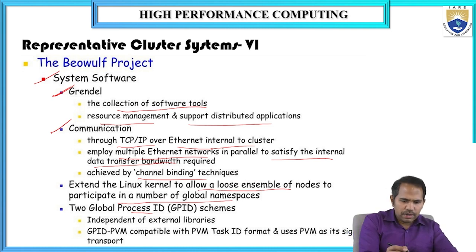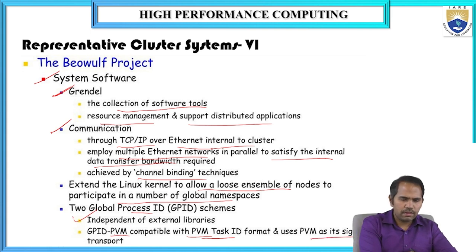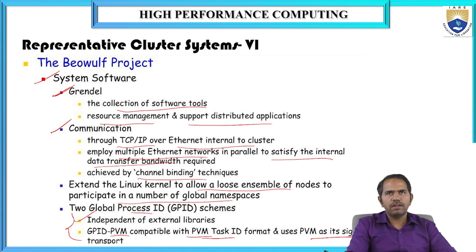There are two schemes used under GPID. The first is independent of external libraries. The second is GPID parallel virtual machine, which is compatible with the parallel virtual machine task ID format and uses PVM as its signal transport.